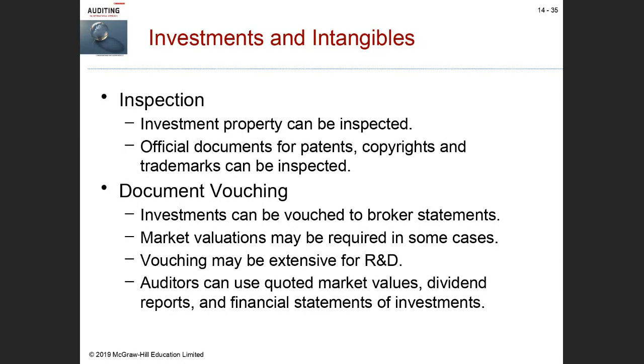Market valuations, it says, may be required in some cases. So yes, where we have short-term securities held for trading, we have to be able to get outside market source information to verify management's assertion that the market value exceeds cost. Research and development expenditures, it mentions vouching may be extensive.